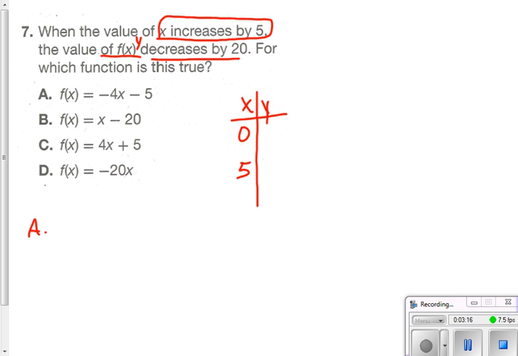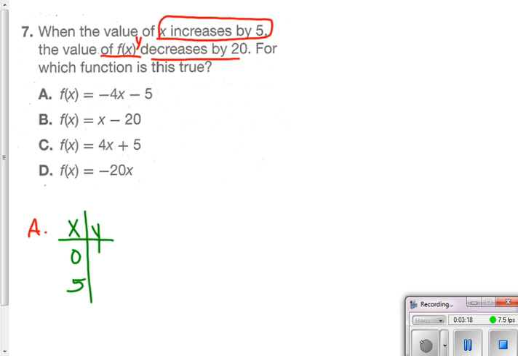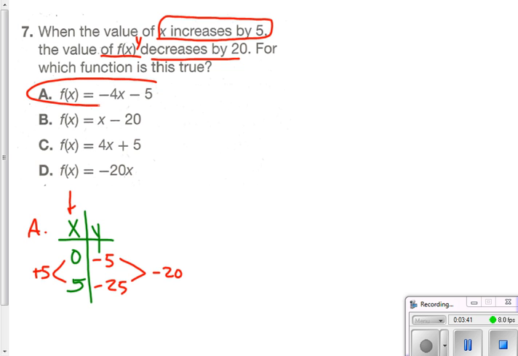So here's what A would look like. I come up with my table. There's the increase of 5. Put in those values for x. And I wind up with negative 5, and I wind up with negative 25. If you look at it from negative 5 to negative 25, it is a decrease of 20. So actually we were fortunate and we found it right away.